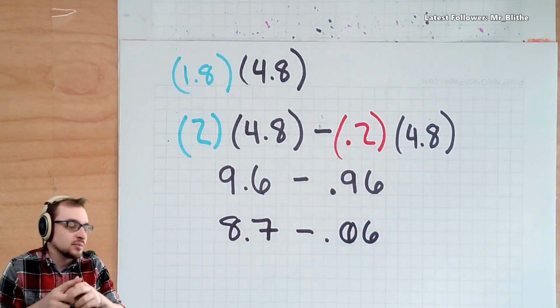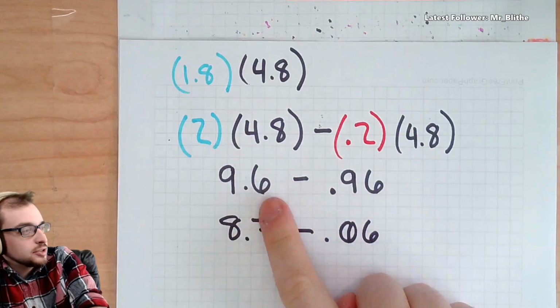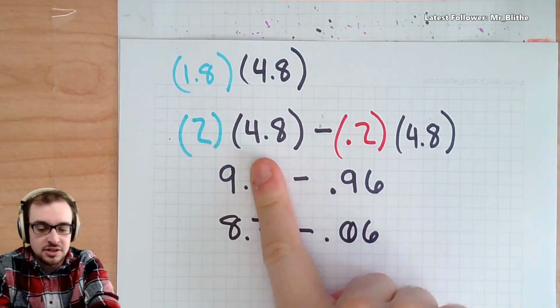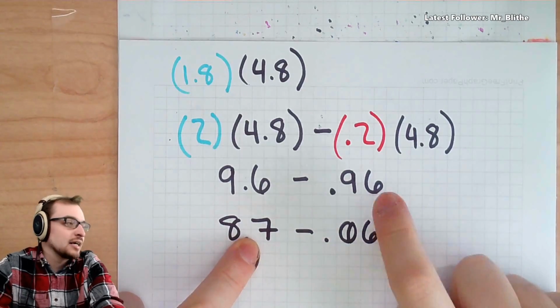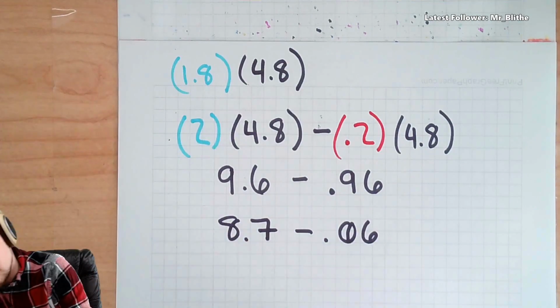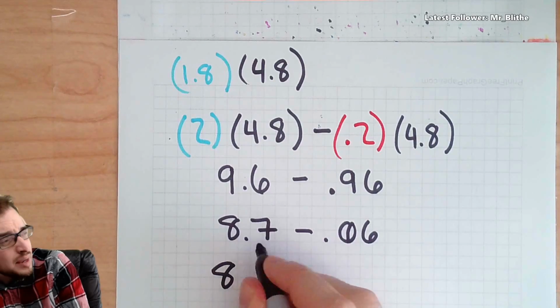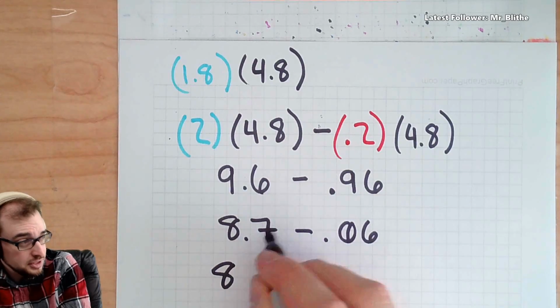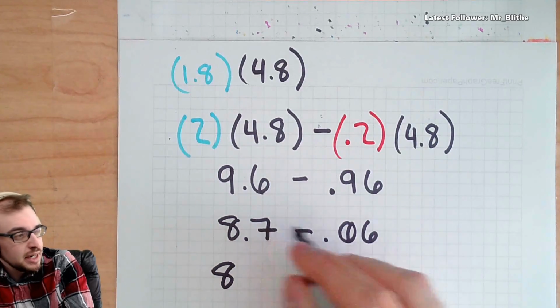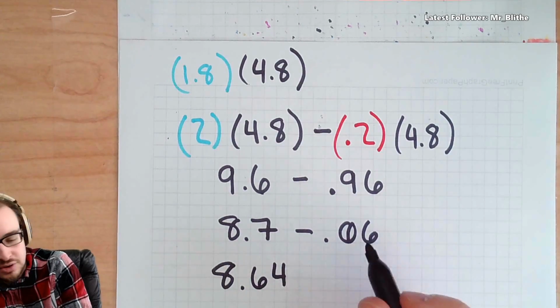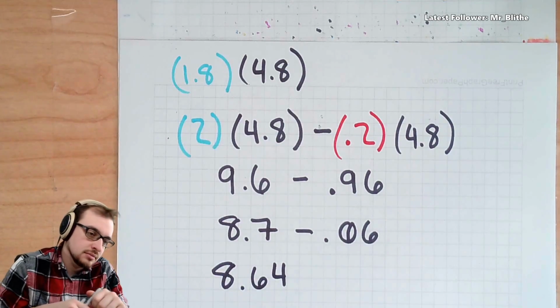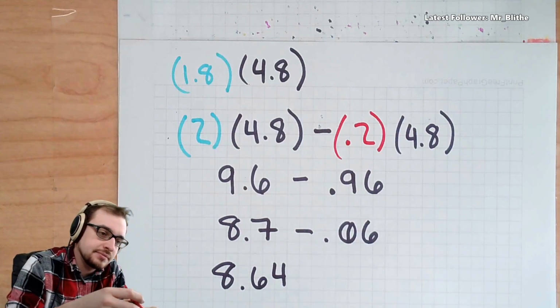So what I did is I subtracted 60 cents first. That got us to 9, right? And then subtracted 30 cents more. Got me to here. I still need to subtract that last 6 cents. So what I'm going to get is 8.7. Remember, 8.7 is 8.70, 70 cents, right? 70 cents minus 6 cents is going to be 64 cents. 8.64. That's one way to do it.